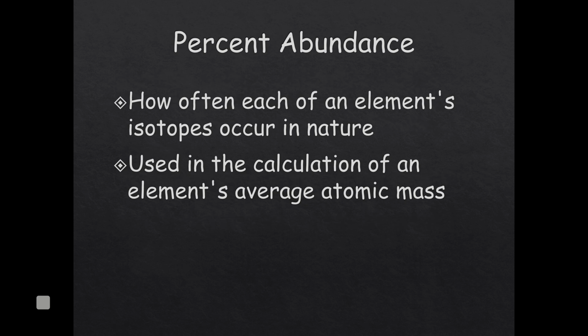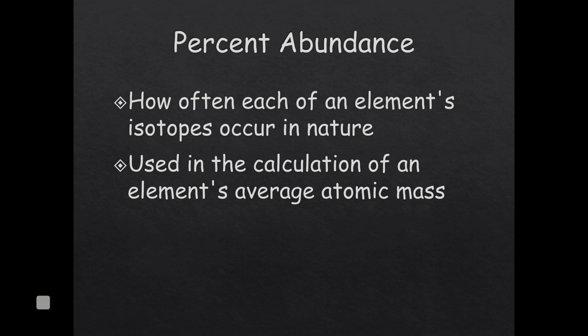All right, so we do have something called percent abundance, and this is just the term saying, as it describes, how abundant is each type of isotope. Which isotope occurs more frequently than another one? This might make sense when we start actually doing some problems. We're going to use this in the calculation of our element's average atomic mass.